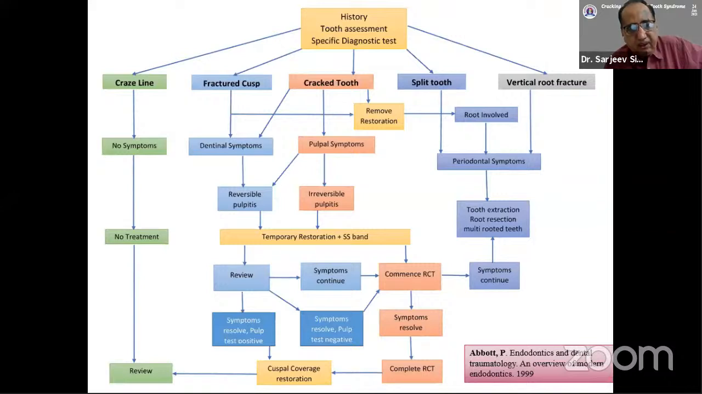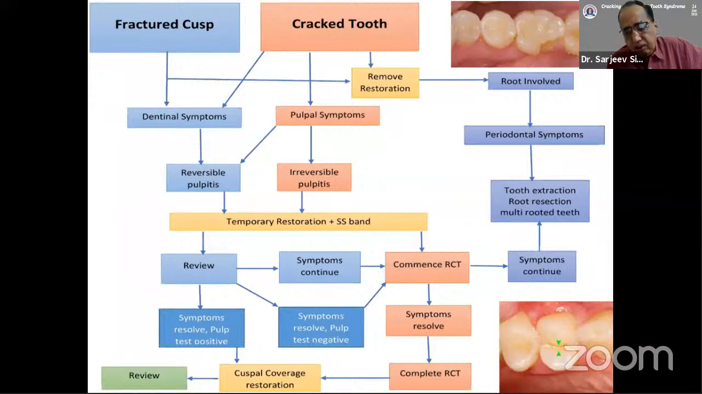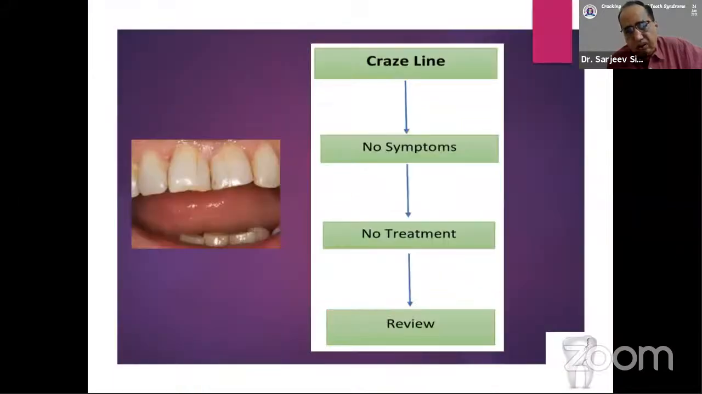Craze lines are basically present only on the enamel. A fractured cusp has got dentinal symptoms. A cracked tooth has pulpal symptoms. A cracked tooth also has the dentinal symptoms. A split tooth and a vertical root fracture are basically symptoms of periodontal origin. So going by one, like we said, craze lines, there are no symptoms, no treatment. You have to periodically keep it under review. But at the same time, craze lines have to be identified that they are only craze lines, they are not related to any deeper cracks.